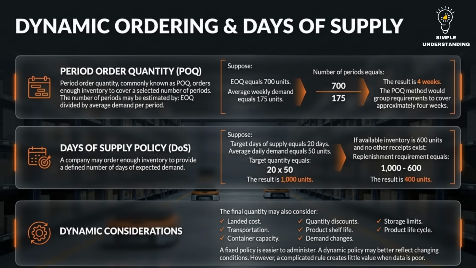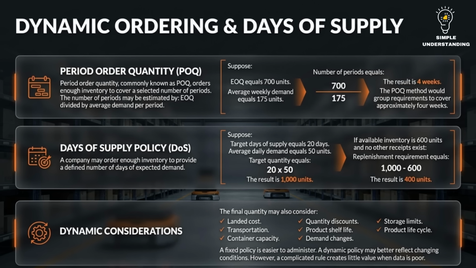Days of supply policy. A company may order enough inventory to provide a defined number of days of expected demand. Suppose target days of supply equals 20 days. Average daily demand equals 50 units. Target quantity equals 20 multiplied by 50. The result is 1,000 units. If available inventory is 600 units and no other receipts exist, replenishment requirement equals 1,000 minus 600. The result is 400 units.